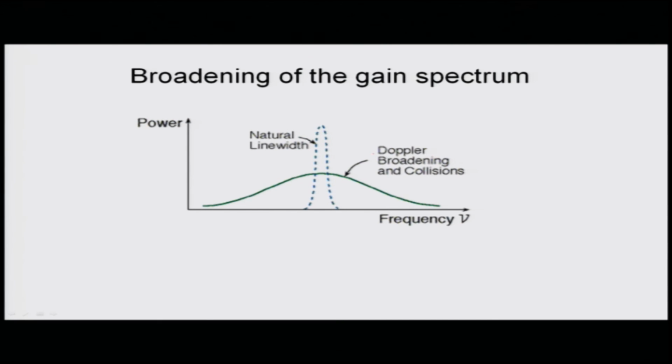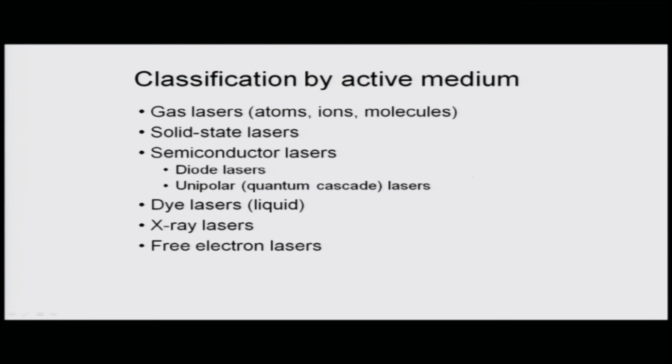The broadening of the gain spectrum is due, as I mentioned, to the Doppler broadening and collisions with respect to the natural line width that we are considering. So, for instance, for the helium neon case, which has atomic line transitions that are extremely narrow due to natural line width, the laser line width would be larger due to the broadening and collisions.